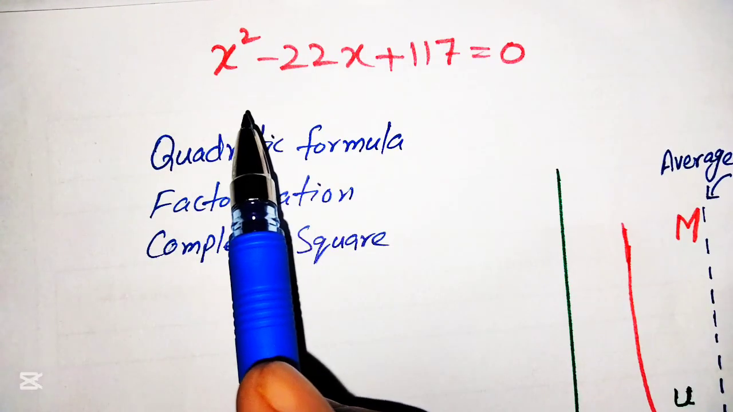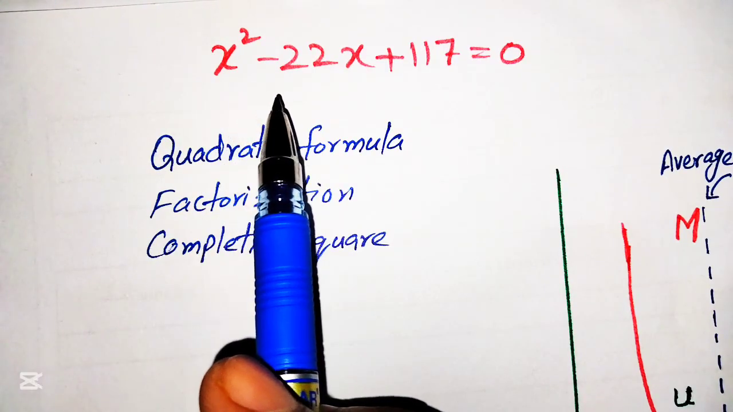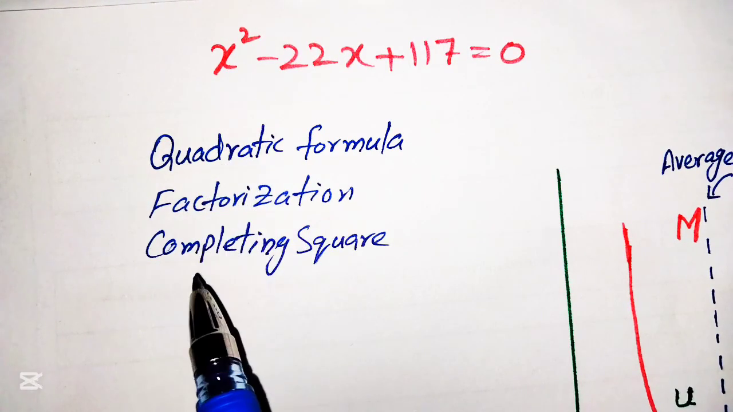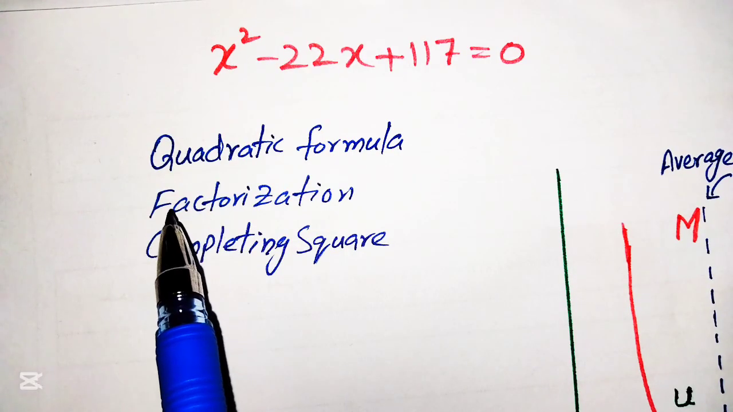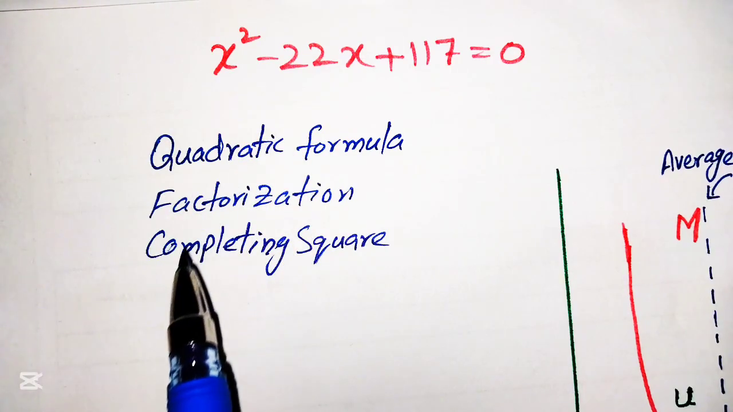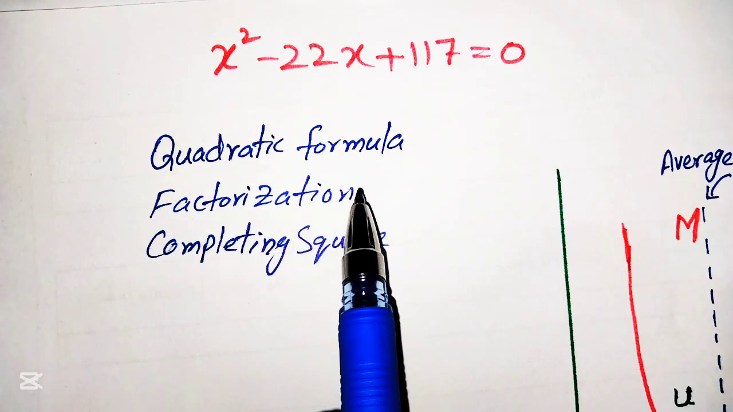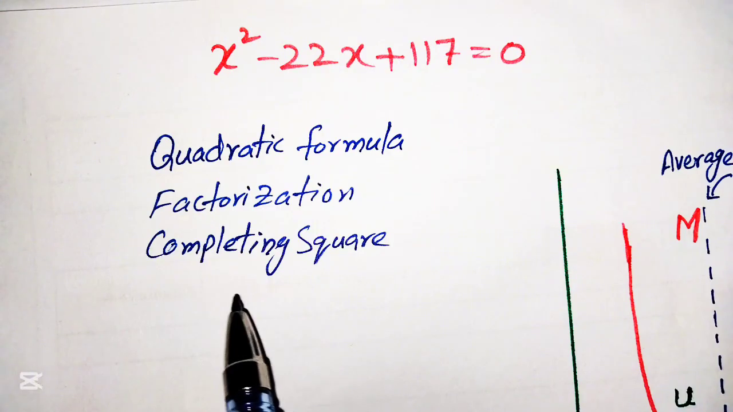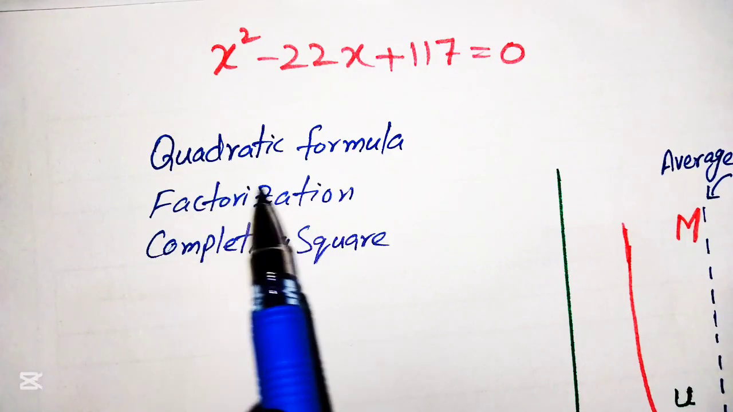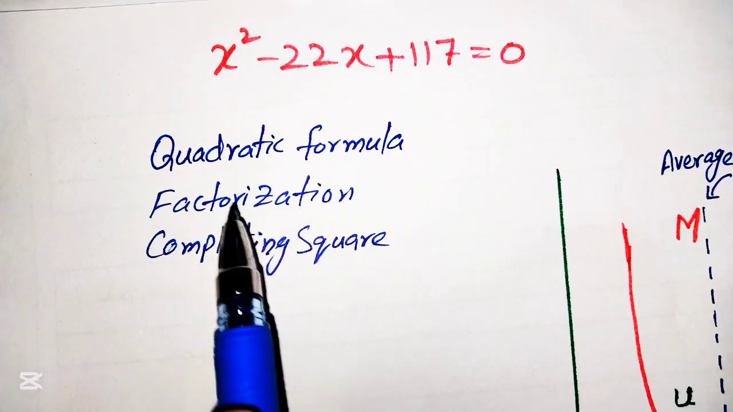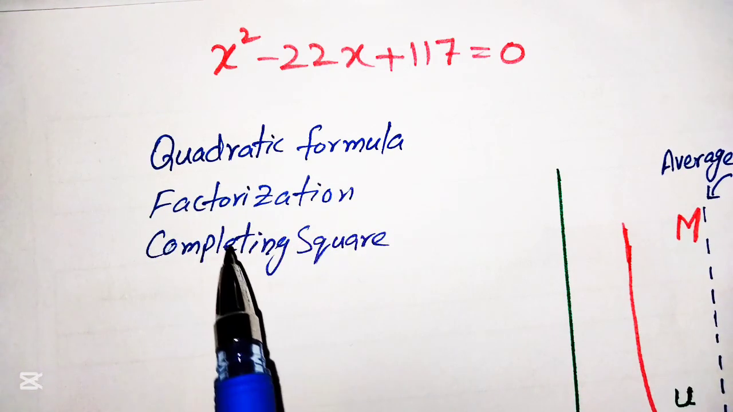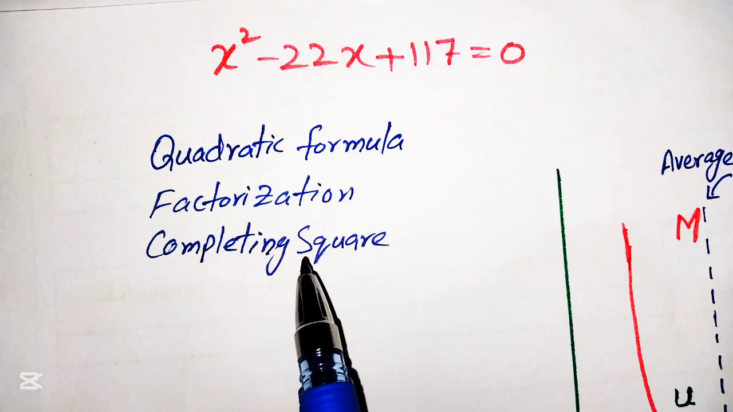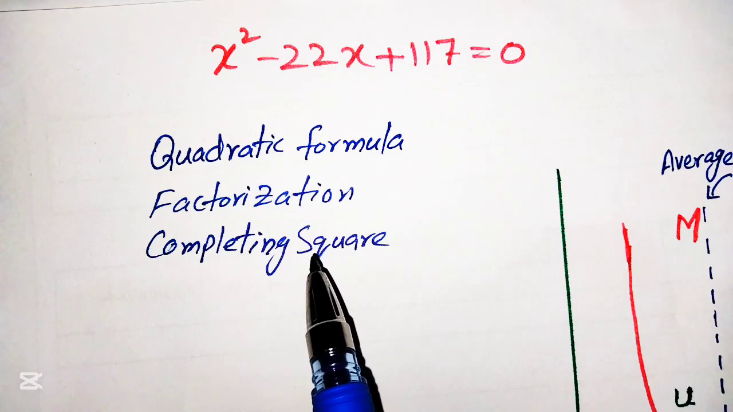Today we are going to solve a very simple quadratic equation, but the method is very interesting. As we know, in ordinary conditions, we use three methods to solve a quadratic equation: the quadratic formula, factorization, and completing the square. But in these methods, for some large values, the quadratic formula sometimes becomes complex, and factorization and completing the square are not suitable for every type of question.